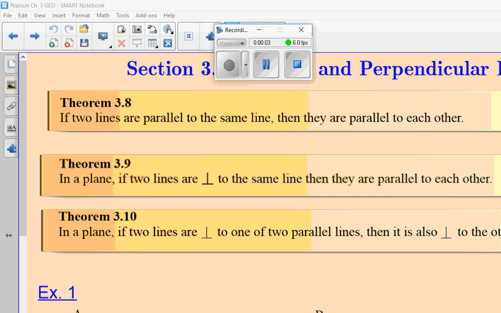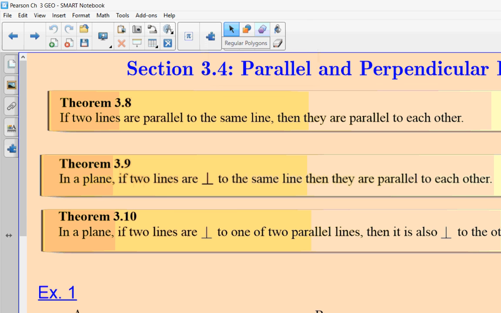Okay, everybody, this is chapter 3, section 4. This is dealing with parallel and perpendicular lines. So just a really quick review. Parallel lines are two lines that are on the same plane that will never intersect. And then perpendicular lines are lines that will intersect at a right angle.